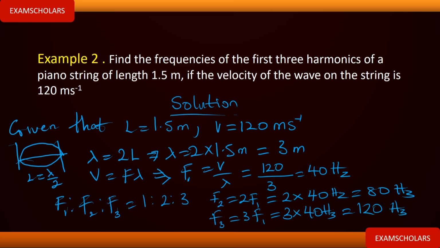Okay, now the frequency that we find, F1, is equal to what? 40 hertz. F2 is equal to what? 80 hertz. And F3 is equal to what? 120 hertz. Let's just have it here. Simple as that.